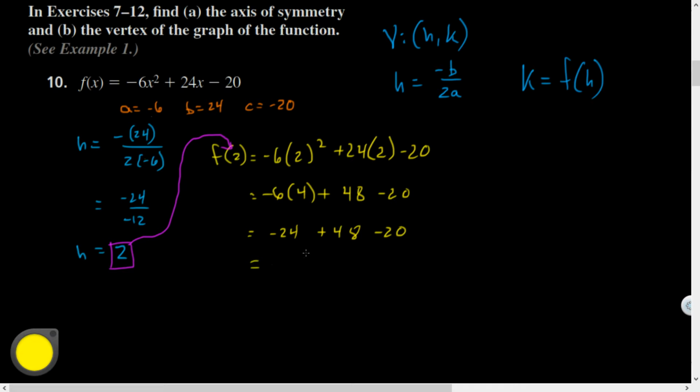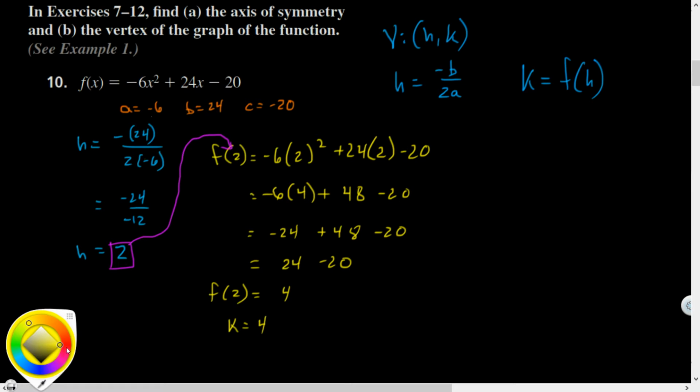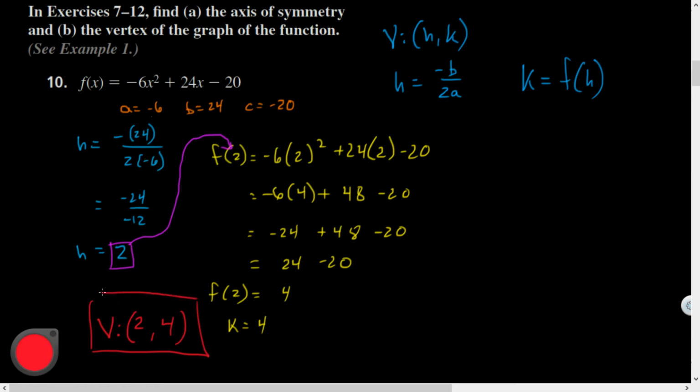And negative 24 plus 48 is positive 24. And then minus 20. It looks like I get positive 4 as an outcome for f of 2, which means that k is equal to 4. And my vertex is going to be 2, 4. Right? So I found the vertex already. I did it in the backwards order.